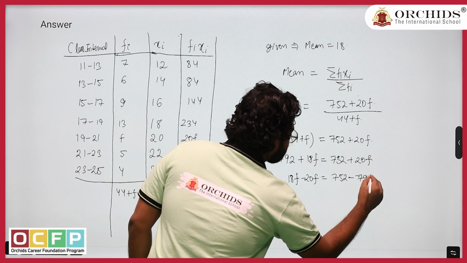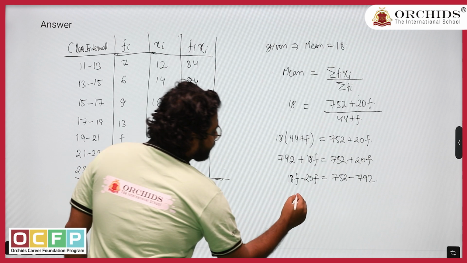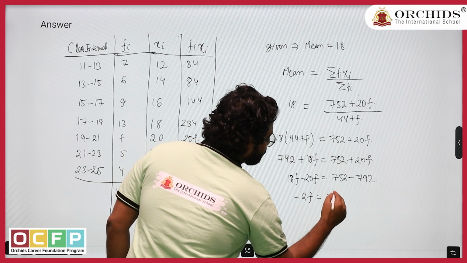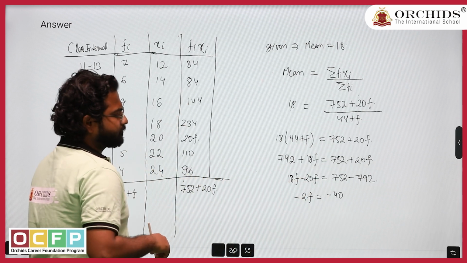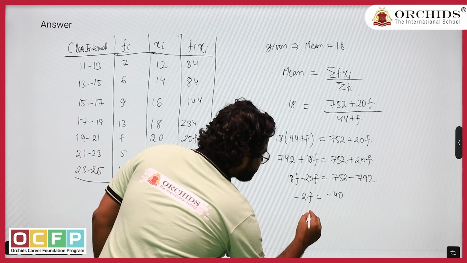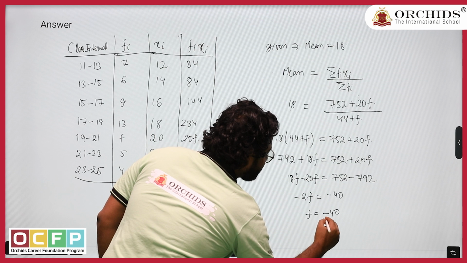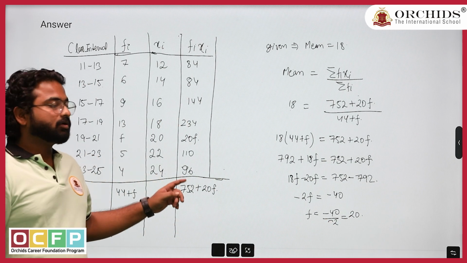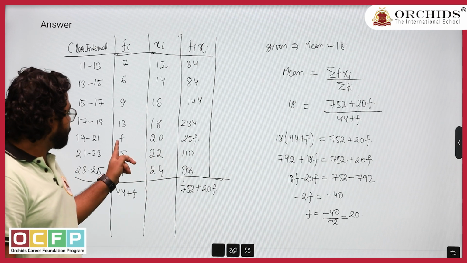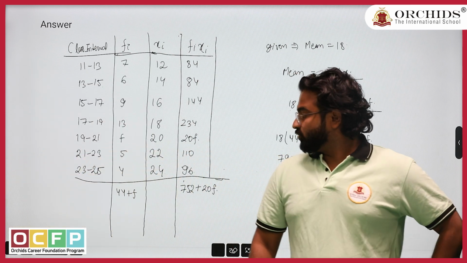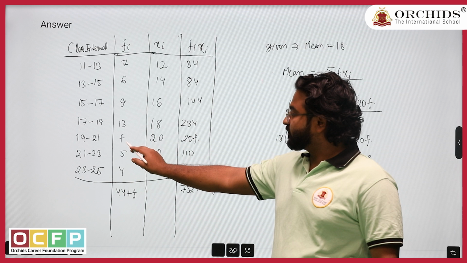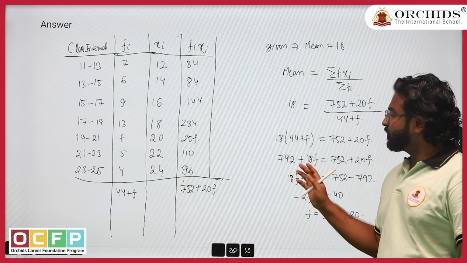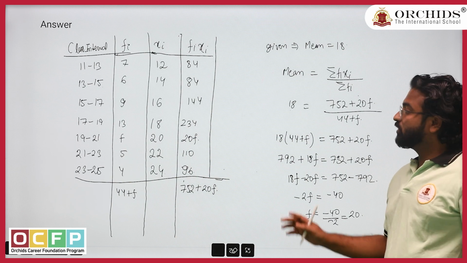What are we getting? Minus 2f is equal to minus 40. So 2f, that means f is equal to minus 40 by minus 2, which is equal to 20. I got my missing frequency. What is the missing frequency? The missing frequency is 20.